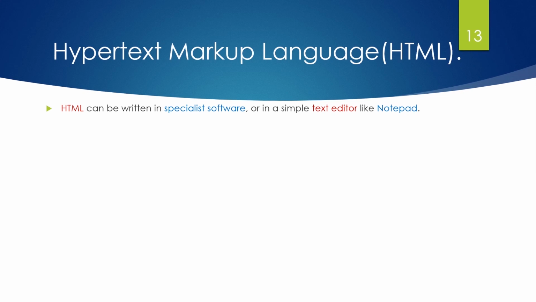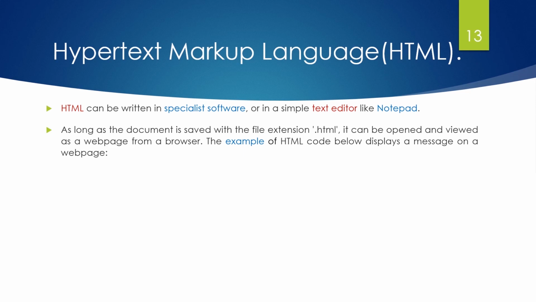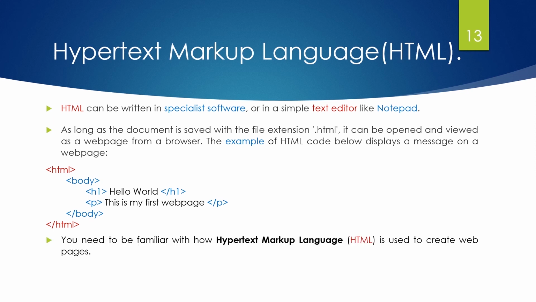HTML can be written in specialist software or in a simple text editor like Notepad. As long as a document is saved with the file extension .html, it can be opened and viewed as a web page from a browser. The example of HTML code below displays a message on a web page. So we have the HTML tags, the body tags, and then here we have the message, which is hello world, in between the heading tag, and we have the other message, which is this is my first web page, in between the paragraph tag.